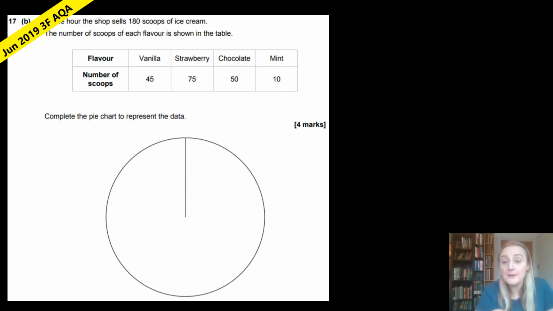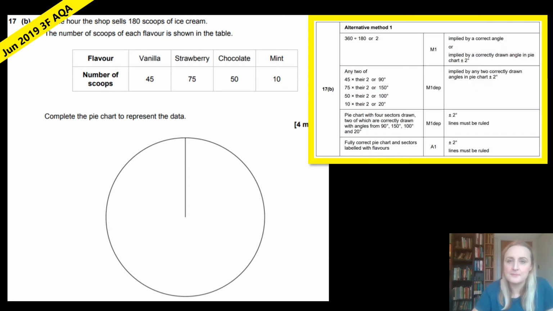So there's an awful lot going on in a draw a pie chart question. Now, given it was 180 scoops of ice cream, we want students to realise that if they double all of those numbers of scoops, they get 360 and then they've got their angles. But I just don't think it's as straightforward as that. It may seem obvious to us, but I don't think it's as obvious as we think it is. So they get 1 mark for working that out, that whole thing about 2 degrees per scoop.